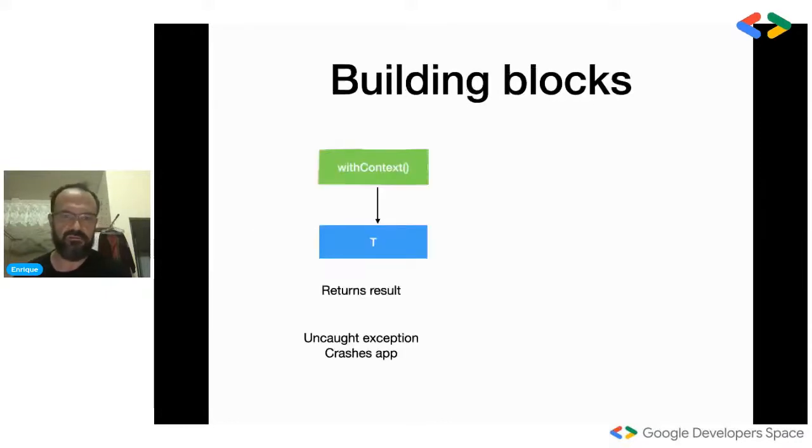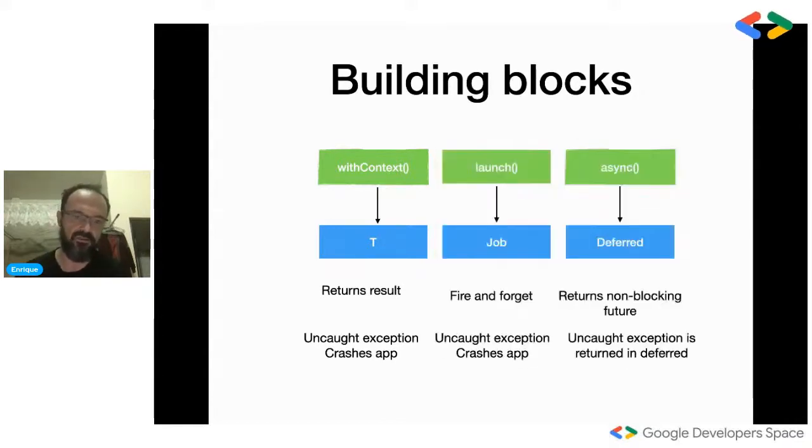Now, we've seen the withContext building block, but we have a few more. So withContext has this peculiarity: it returns a result, and if there is an uncaught exception, the application crashes. We also have launch and async. Launch returns a job, is of type fire and forget, and if there is any exception that is not handled, the application will crash.